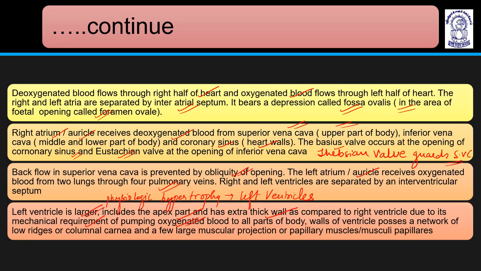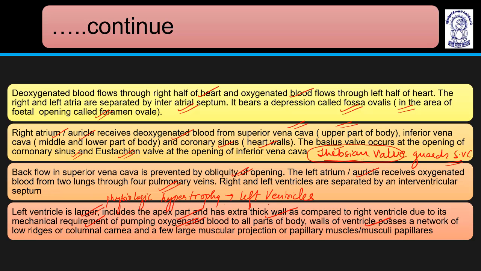Please rectify this term. This is the Thebesian valve, which guards the coronary sinus, and this is the inferior vena cava. Okay, the Thebesian valve is in the coronary sinus and this superior vena cava region. Okay, now to the parts of the body.